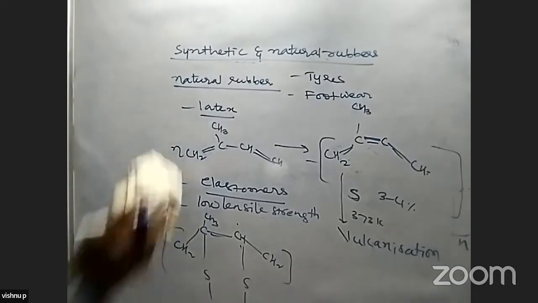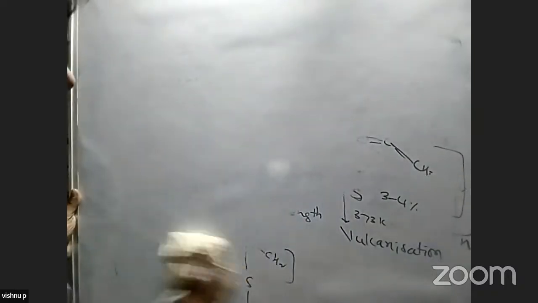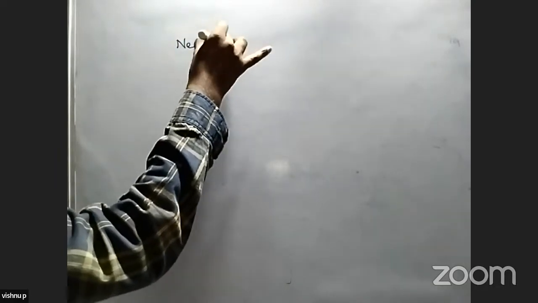So in the vulcanization process, strength increases, and this polymer becomes a cross-linked or three-dimensional polymer. So it is used in the rubber industry, in the preparation of tires. Next are synthetic rubbers and neoprene rubber. Neoprene.